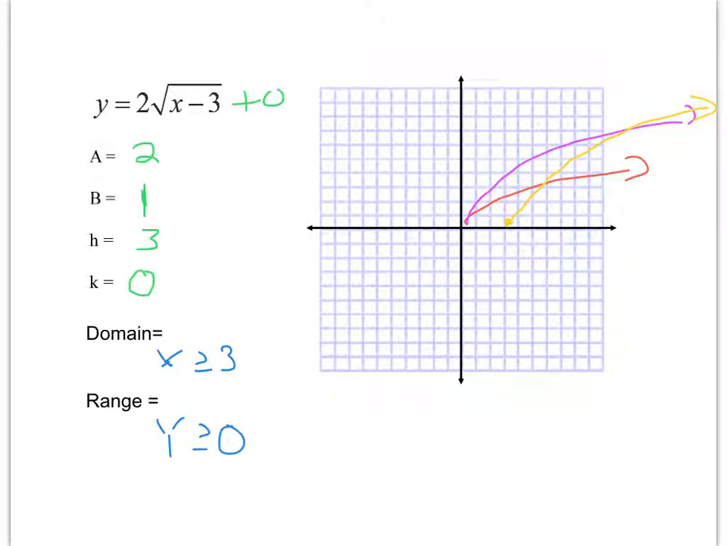Okay, if you look at the equation, if I tried to throw in an x that's smaller than 3, I'm going to end up like, for example, if x were positive 1, 1 minus 3 is negative 2. Well, I cannot take the square root of a negative number in the real number system, so there is no graph anything to the left of 3.